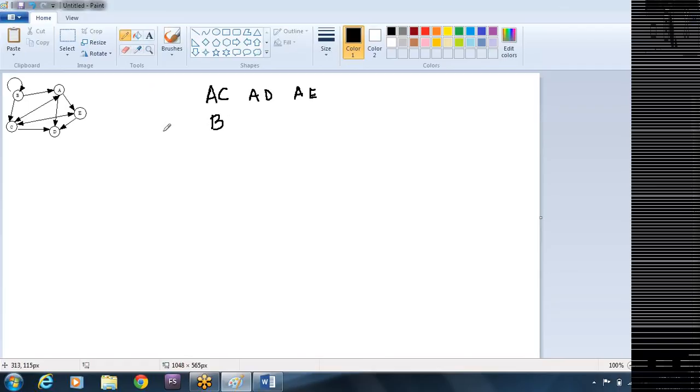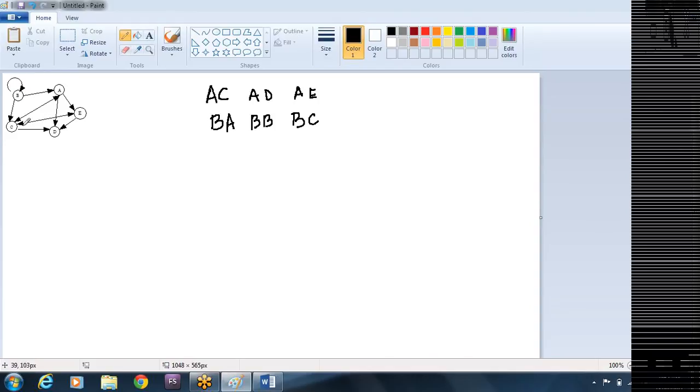Now, is B connected to A? Yes. So you write down BA. Is B connected to B itself? Yes. So you put BB. Is B connected to C? Yes. So you put BC. And is B connected to D? No. Is B connected to E? No. So that's what it is.